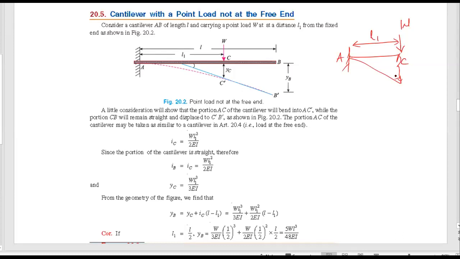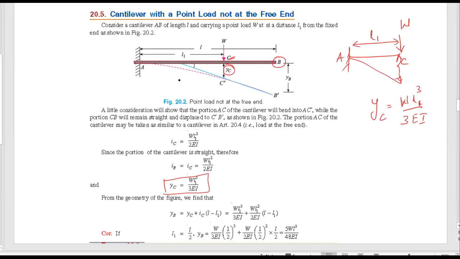I can find the maximum deflection at the C, that is YC, which is a known value, that is nothing but W L cube by 3EI. Here L is nothing but L1. Therefore, W L1 cube by 3EI is the deflection at the C point. Now, if I consider in between C and B, it is a straight line.